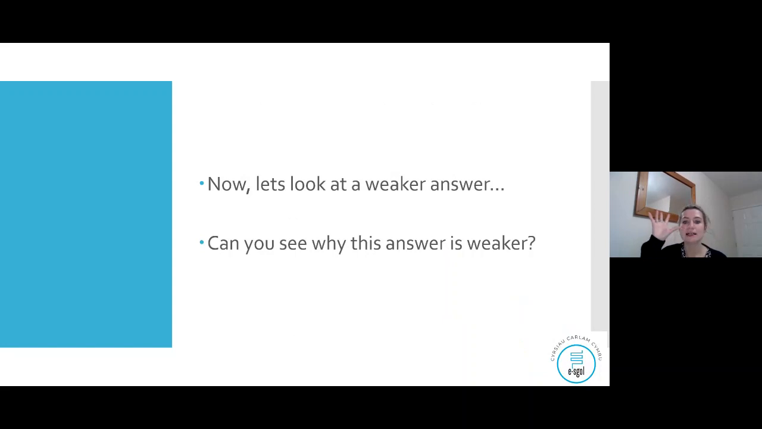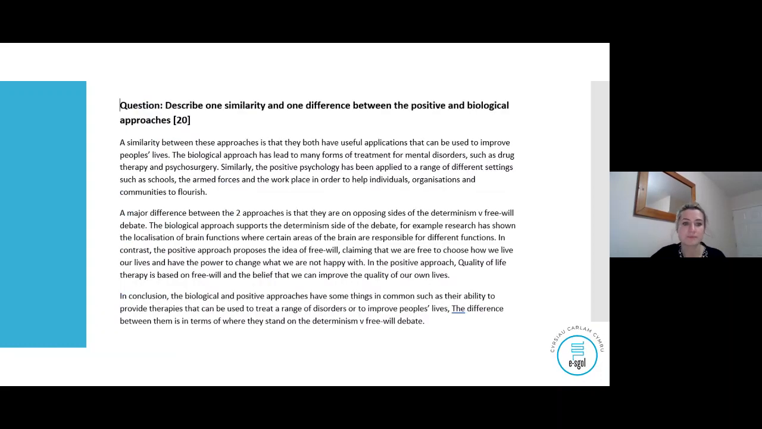Okay, let's now have a look at a bit of a weaker answer. Okay, hopefully you'll be able to see why this answer is weaker. So this is it. This is the whole answer.